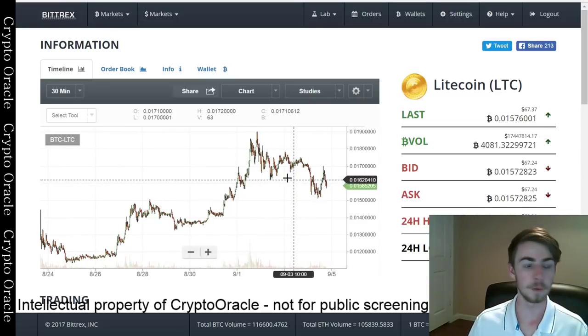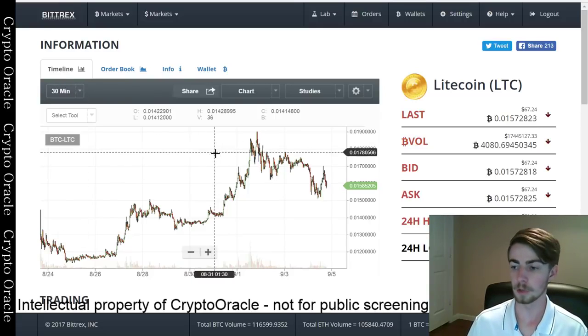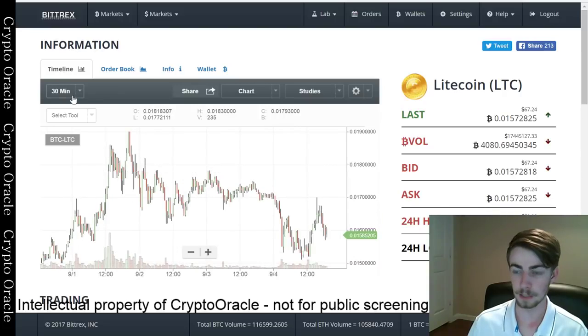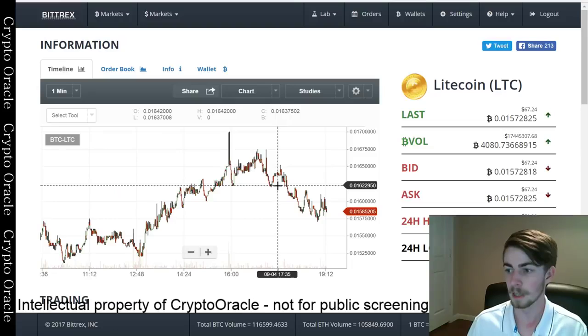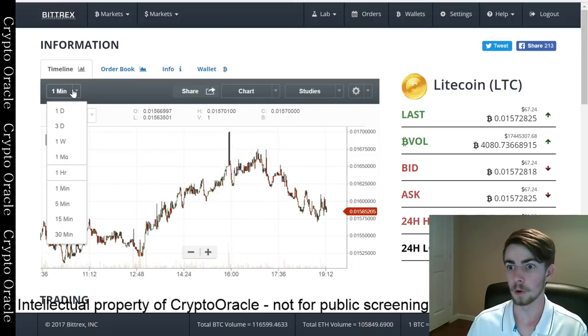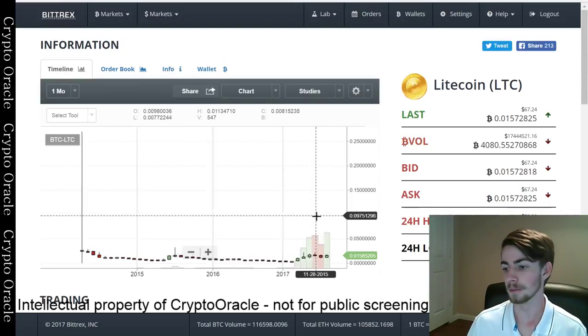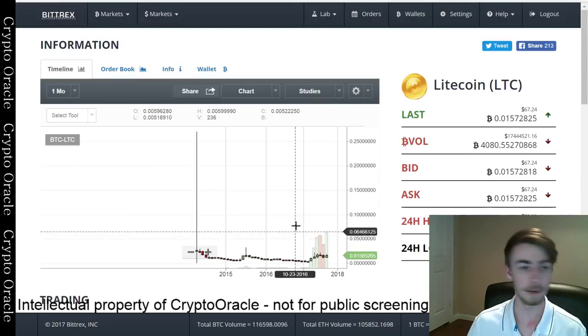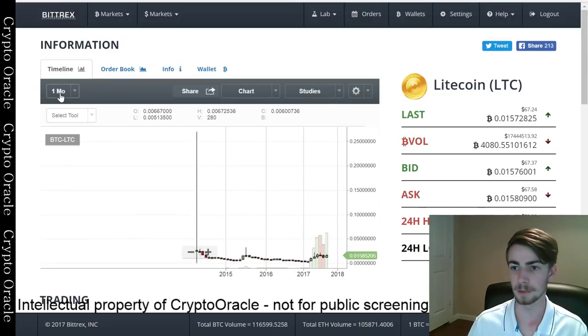And then from there we have the overall scale of the graph. Now we're currently looking at a 30-minute candlestick graph, but you can see that we can go all the way down to the tiny little 1-minute graph, and we can go all the way back to the 1-month graph, but obviously that's not going to show us very much, because this thing has only been around for a few years, so there's only so many actual candlesticks that can be made.